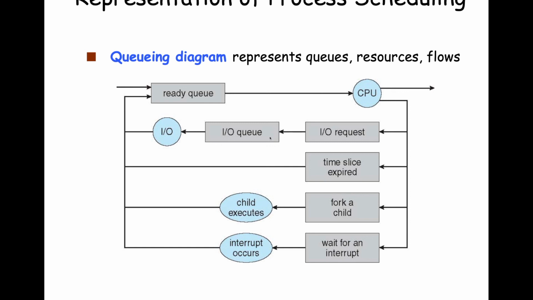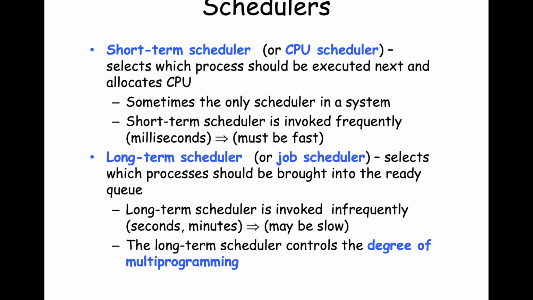And so this queuing diagram represents the relationship between the various queues and how the processes migrate from one queue to the next, depending on whether they're waiting for something or if they're available to be scheduled for execution on the CPU. So there are various schedulers in the system. One is called a short-term scheduler, and this scheduler looks at the ready queue. It looks at which processes should be executed next, and it allocates them to the CPU.